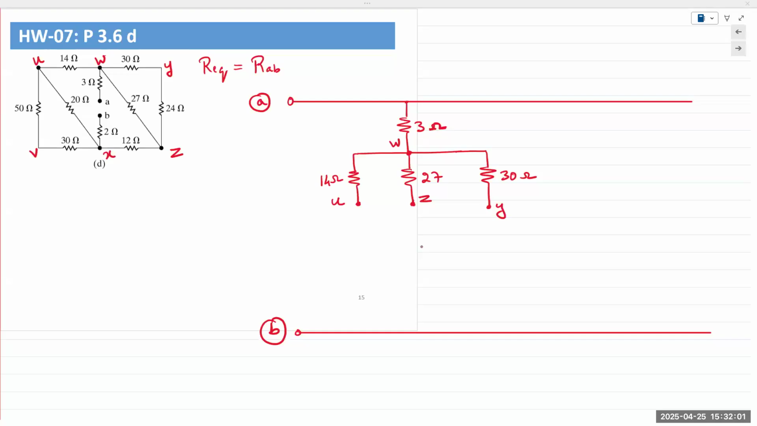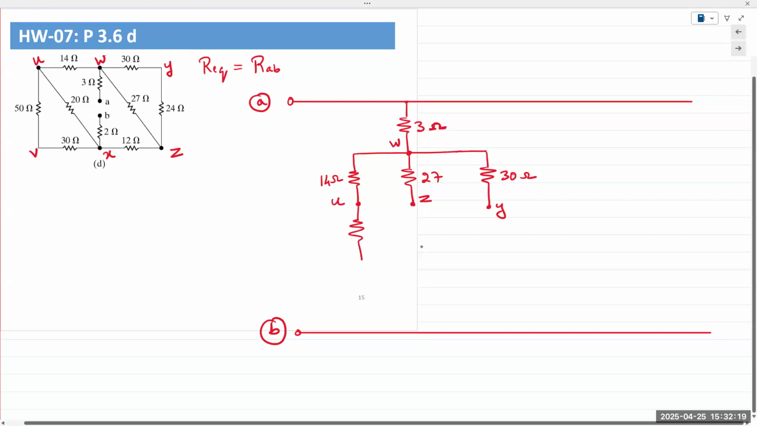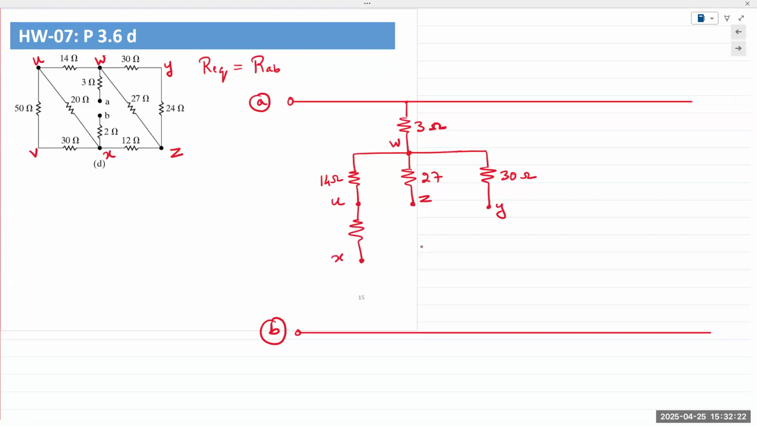So after this, we did U, Y, W, and Z, right? Now from U, we can go to X. So let's just do that. So this becomes X. From X, we have a 2 ohm resistor that goes directly to B. So we have completed that loop. So that is 2 ohms. This is the 20 ohms. So one branch is done that way.